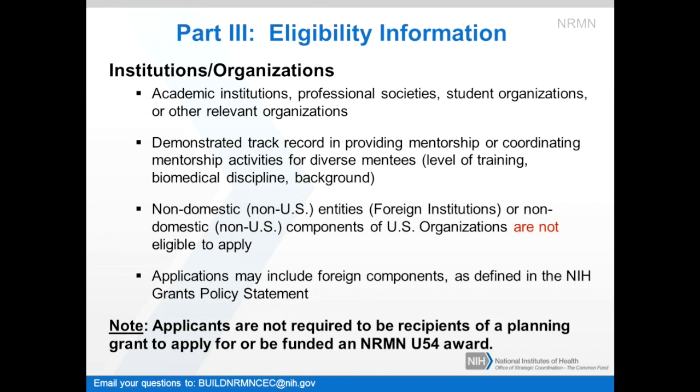This slide provides some eligibility information. Eligible institutions and organizations include academic institutions, professional societies, student organizations, or other relevant organizations. Applicants should have a demonstrated track record in providing mentorship or coordinating mentorship activities for diverse mentees. Non-domestic entities or non-domestic components of U.S. organizations are not eligible to apply. Applications may include foreign components as defined in the NIH grants policy statement. As a reminder, applicants are not required to be recipients of a planning grant to apply for or to be awarded an NRMN U54 award.